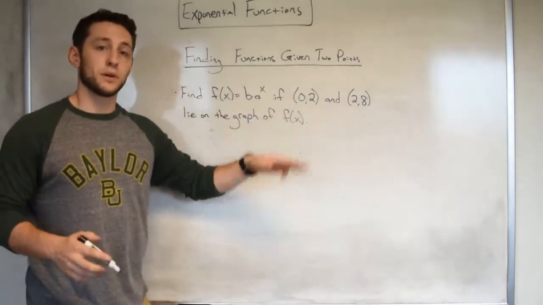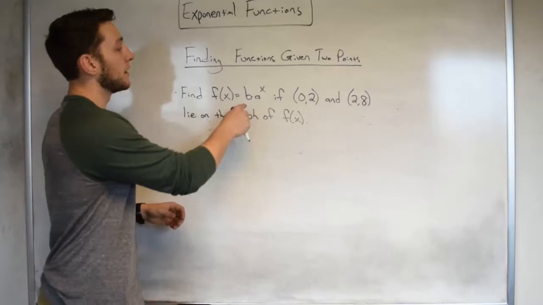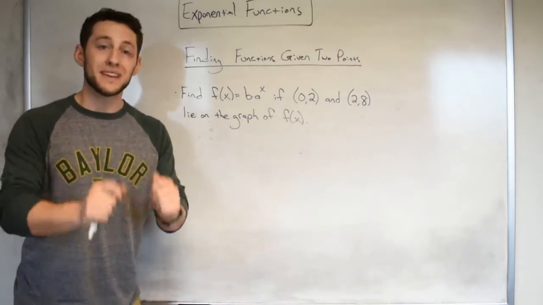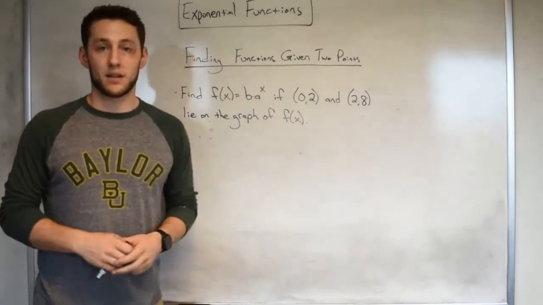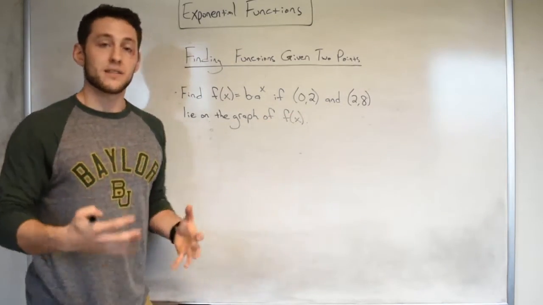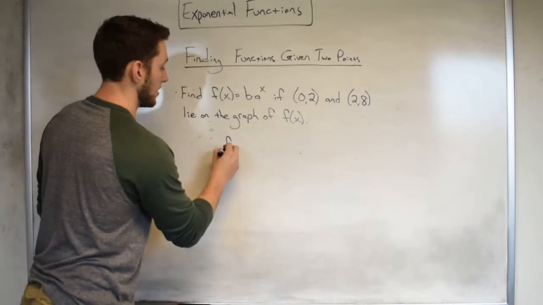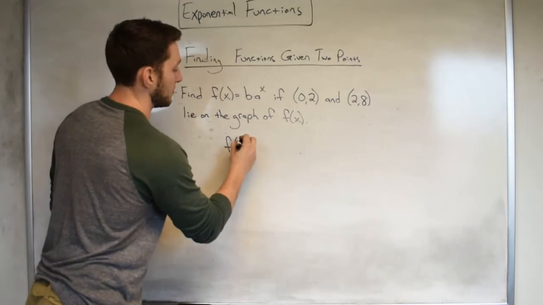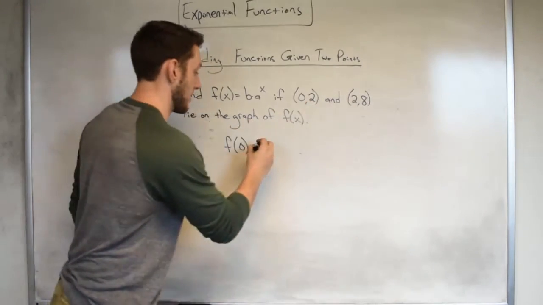The biggest thing you're going to look for is if you have a point with the x-coordinate being 0. That's going to be a dead giveaway for what b is. Because remember, b is just the y-intercept, and the y-intercept occurs when x equals 0. To see this more concretely, given this point, we know that if I plug in 0 to my function, I should get 2 as an answer.